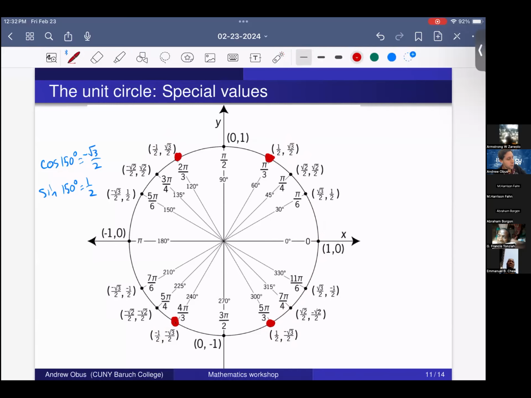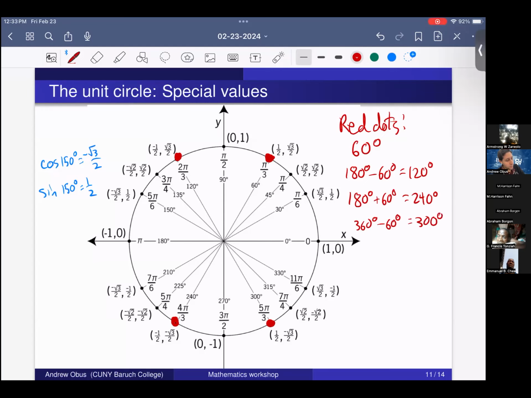So here we have the red dots corresponding to 60 degrees, 180 minus 60 degrees, which is 120 degrees, 180 plus 60 degrees, which is 240 degrees, and then 360 minus 60 degrees, which is 300 degrees. Okay, so these are the red dots, and all cosines are plus or minus 1/2, and all sines are plus or minus square root of 3 over 2.